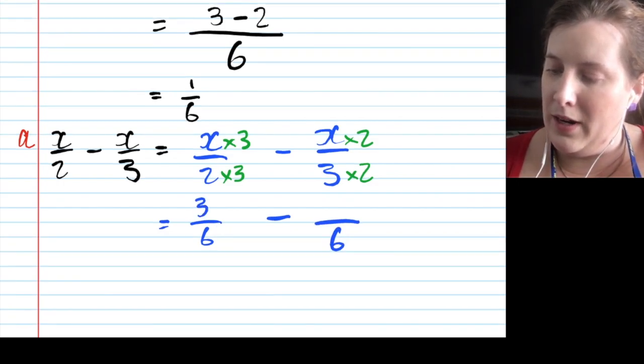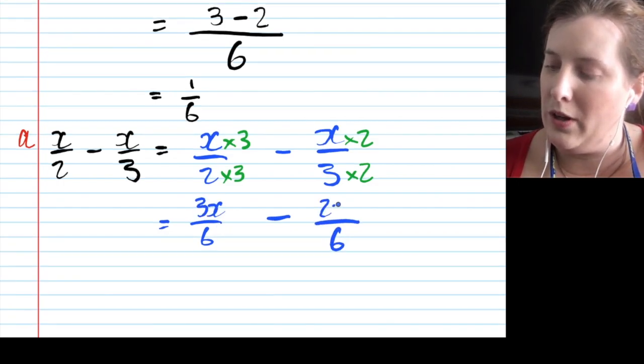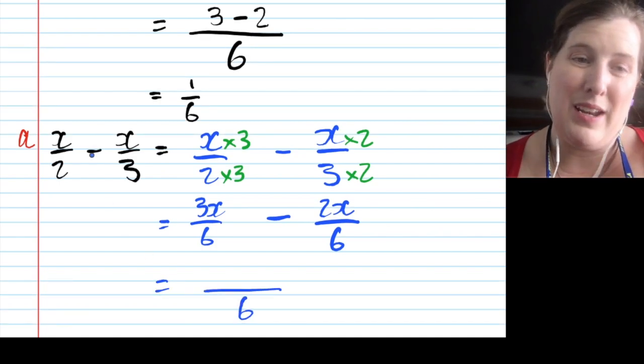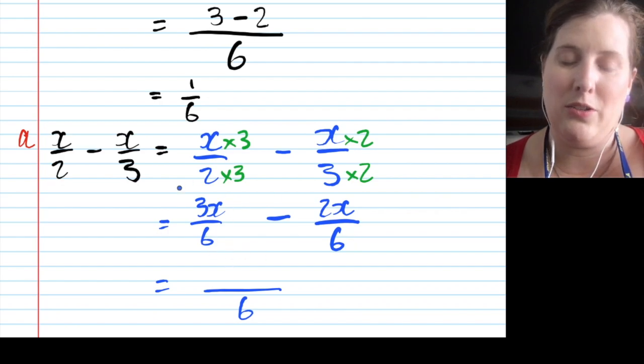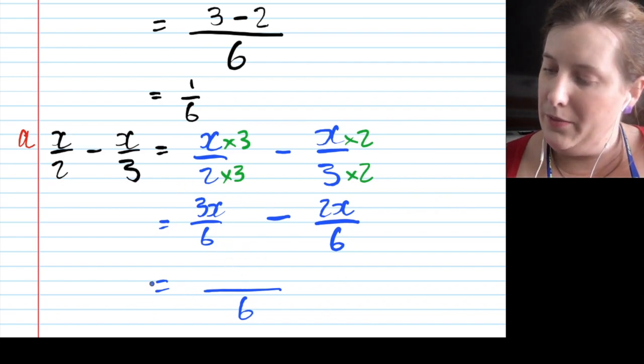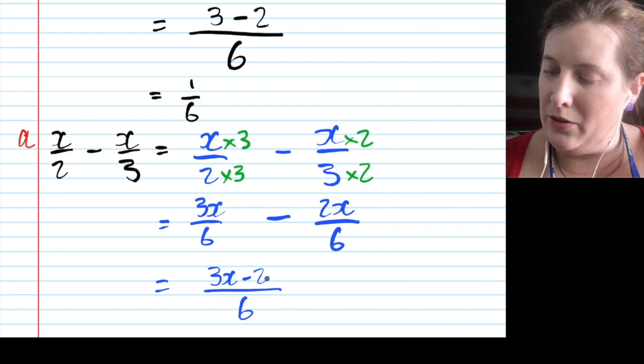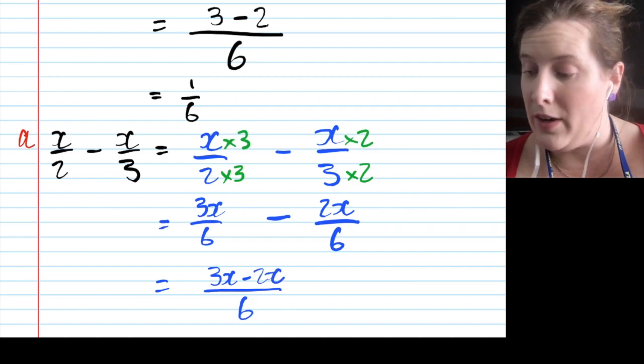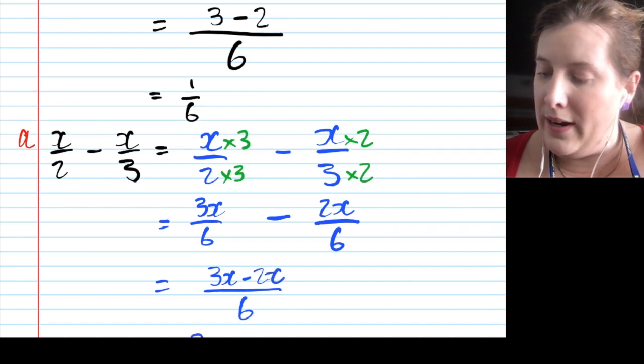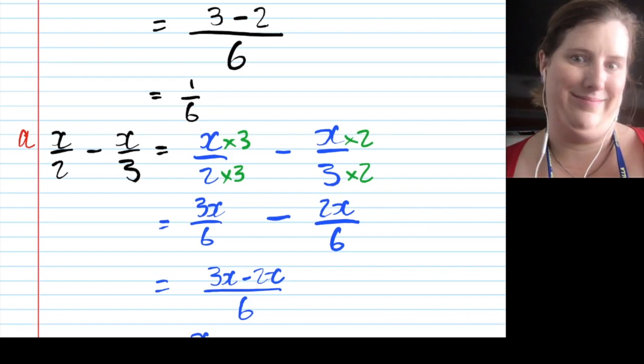X times 3 is 3x. X times 2 is 2x. Now I can put them together. You may not even need to write that whole second step, 3x take 2x. You may go straight to putting them together, that's fine. And that's 1x over 6.